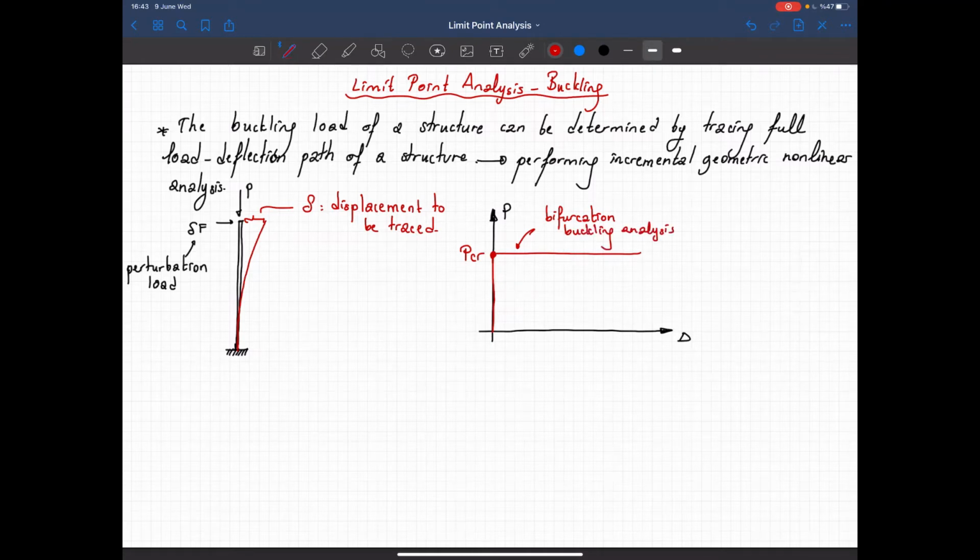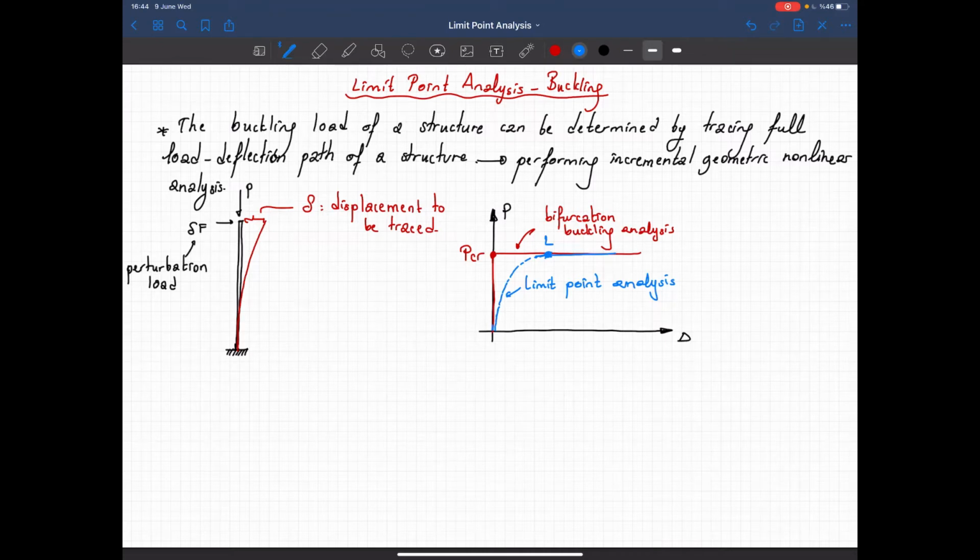Now, in the limit point analysis, we do incremental loading, and we are checking the variation of delta with respect to P, and then we usually see a behavior like this. When you reach P critical, your displacements diverge. And at some point you reach a limit point, and this is the result of the limit point analysis. So the advantage is that you can incrementally increase a particular single load and check the deformations, whether they increase or whether they remain stable.